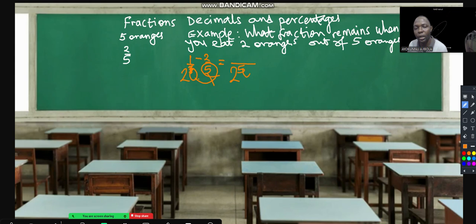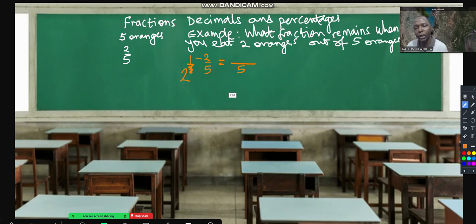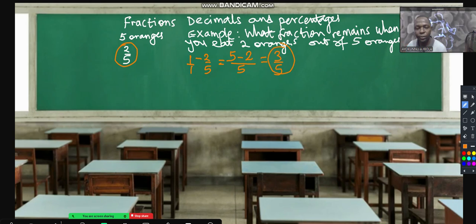So what am I going to use it for? That's what we want to look at now. How many 1 goes in 5? That's 5. 5 times 1 is 5. Then how many 5 goes in 5? That's 1. 1 times 2 is 2. So there you go. 5 minus 2 is going to give us 3/5. You've eaten 2 out of 5, then it remains 3 out of 5. So that is the basic fraction concept.